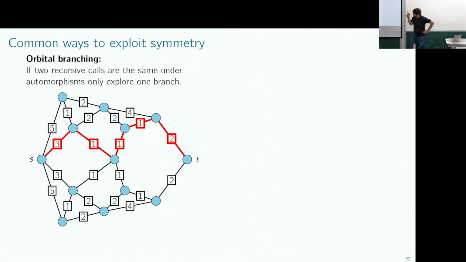It is actually vital in some instances of, for example, SAT solving to exploit symmetry in this kind of way. A prime example people give is the pigeonhole principle. If you don't exploit symmetry, most solvers will really struggle with the instances.